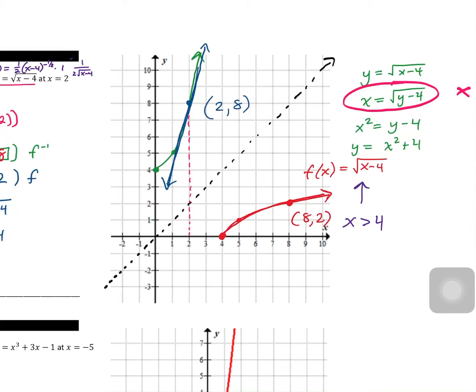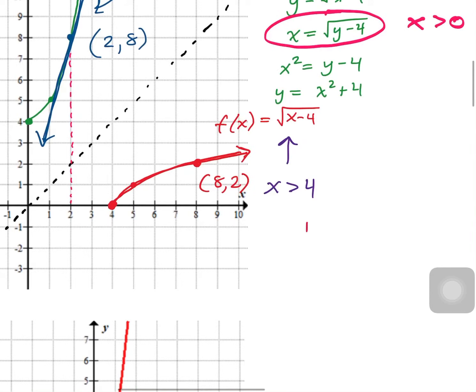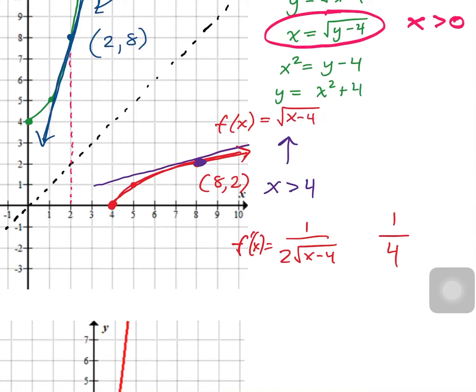Well, what's the slope of the graph at (8, 2) on the original function f of x? The slope here of the blue line is 1/4. If I take the derivative of f, again I get 1 over 2 times the square root of x minus 4. That is f prime of x. If I put in 8, I get 1/4. So the slope of the graph of the original function when x equals 8 is 1/4.